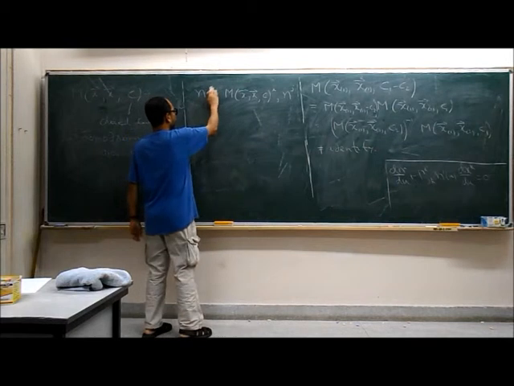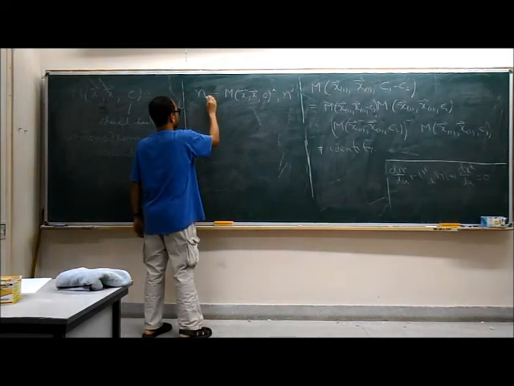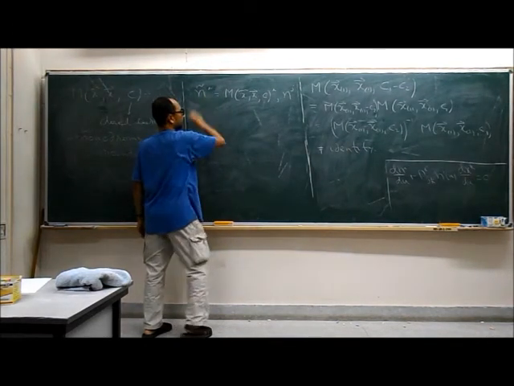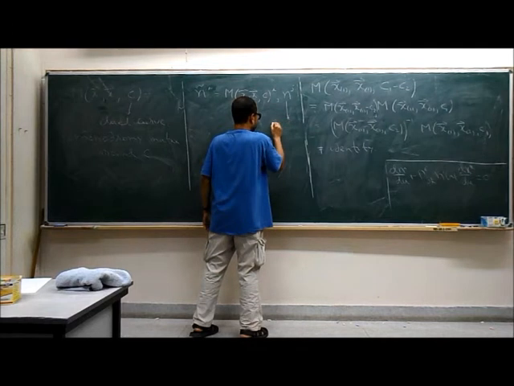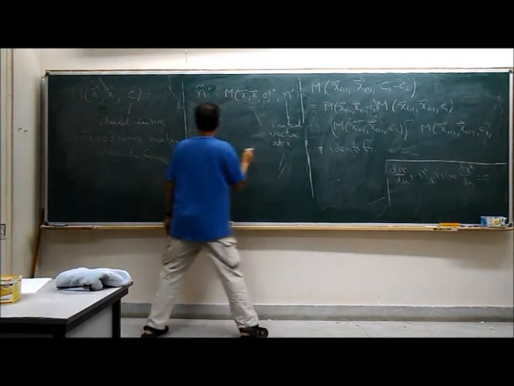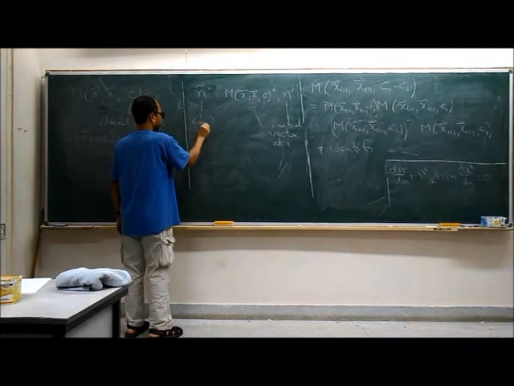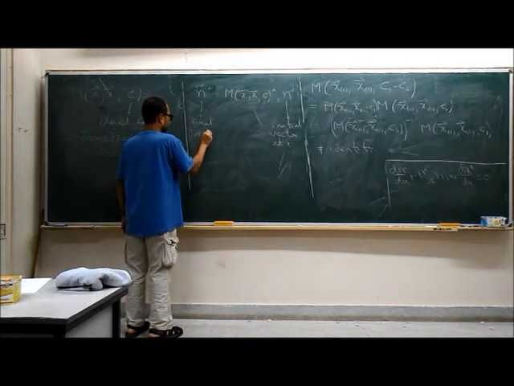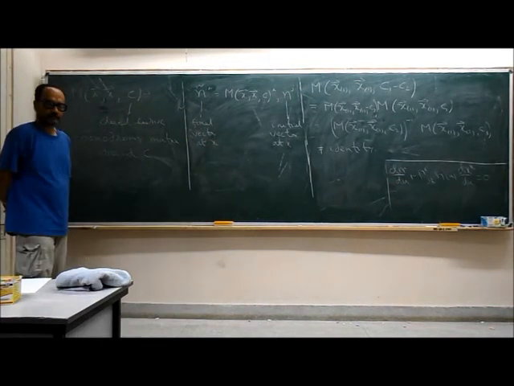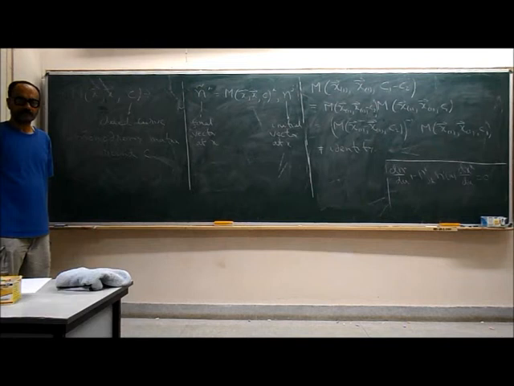Or let me write that n tilde. Let me write that n tilde. Okay, so n j is the initial vector at x, and this one is the final vector at x.